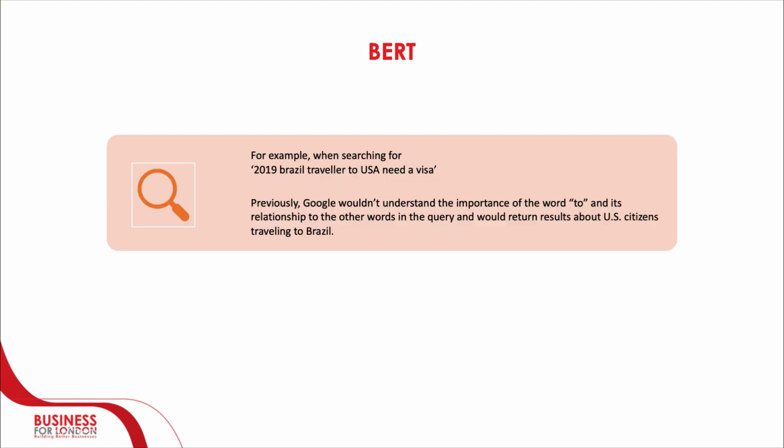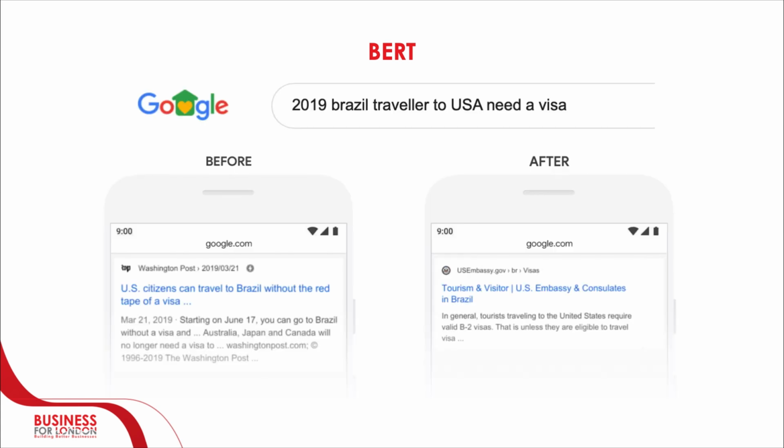Just as an example, before BERT came into operation, if someone was searching for 2019 Brazil traveller to USA needs a visa, Google wouldn't understand the importance of the word to and its relationship to the other words in the query. And so as a result, it would return results about citizens from the US travelling to Brazil rather than the other way round. So this was before BERT. After BERT was introduced, the results of that search are accurate, and it brings up tourism and visitor information for people travelling from Brazil to the USA, rather than the other way round.